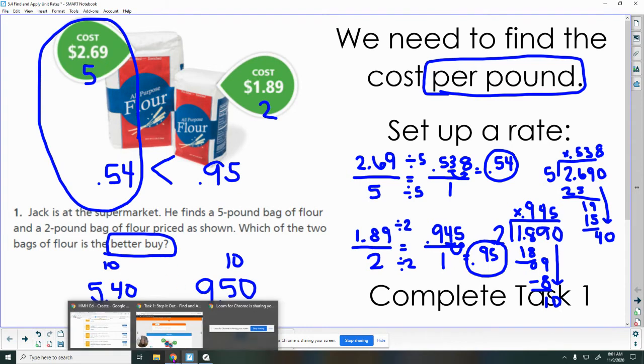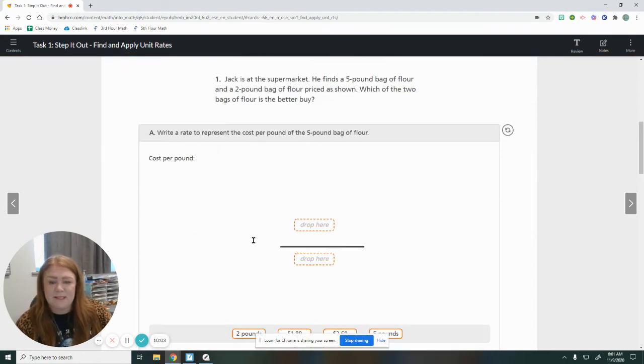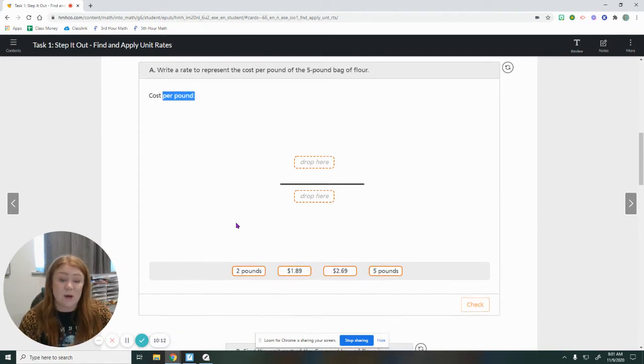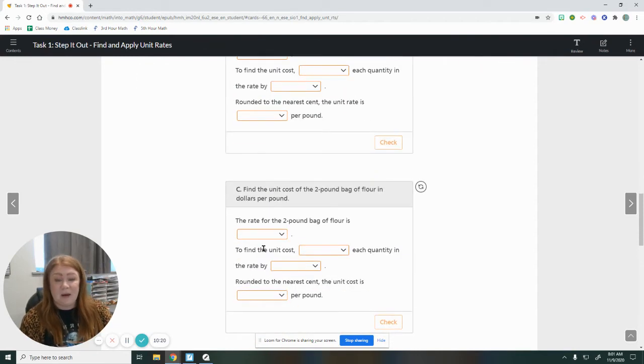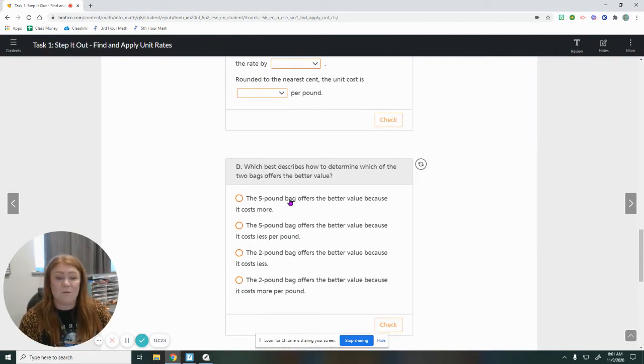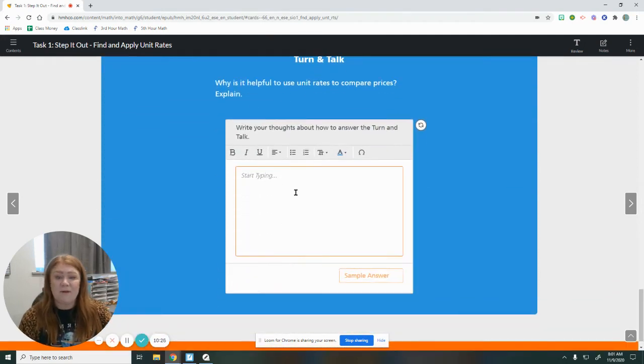So let's go ahead and see if we can finish task 1 here. So remember, our money goes on the top because we're dividing by the pounds. So our pounds are going to go on the bottom of these rates every time. So then tell me how you solved for the 5-pound bag and how we solved for the 2-pound bag and which one is a better deal. Now I want you to tell me why you think it is useful to be able to do this. When is this a helpful skill and how could it help you in real life? Let's go ahead and pause the video and come back when you're ready to do task 2.